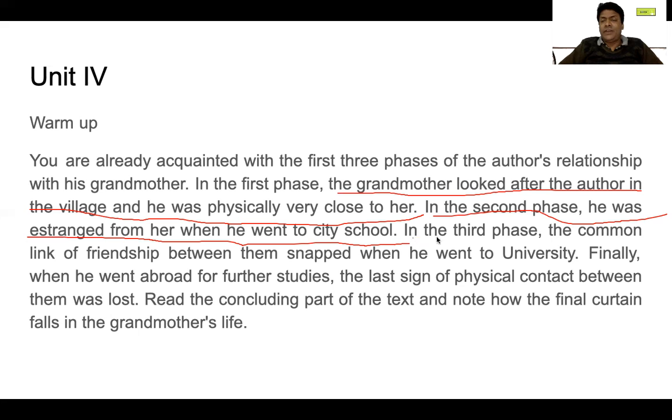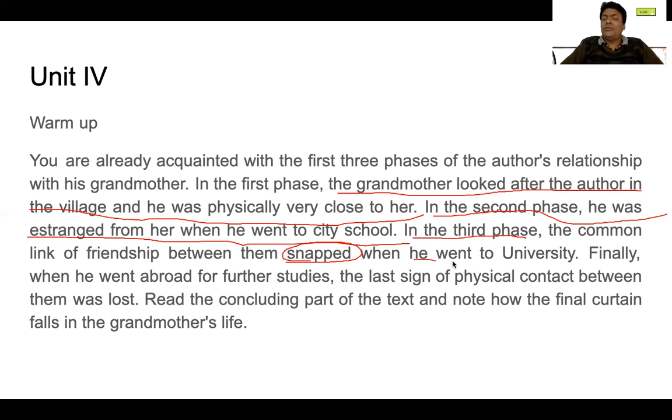And in the third page, what happened? The common link of friendship between them snapped. Why? Because the writer went to university, right? So the common link of friendship between the writer and the writer's grandmother was broken. So that's called snapped. Snapped means detached or broken.